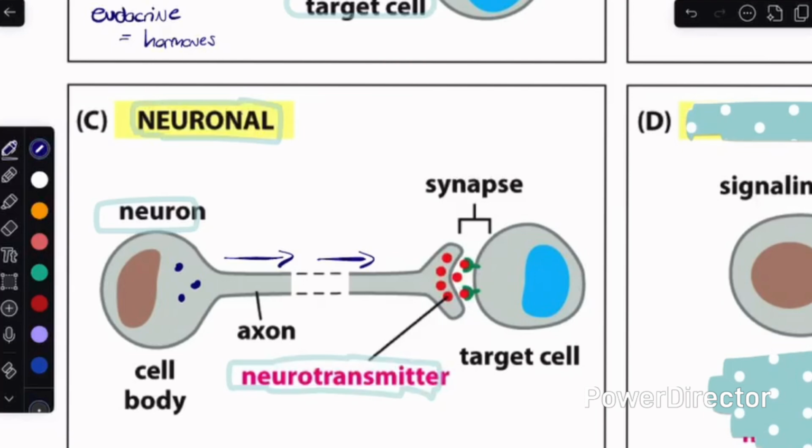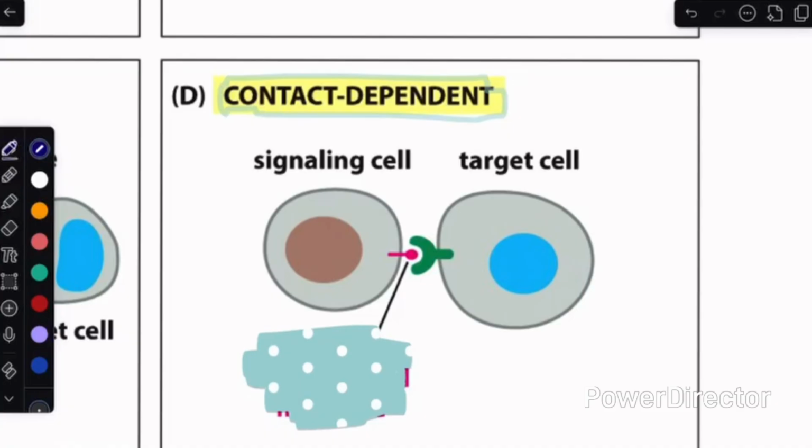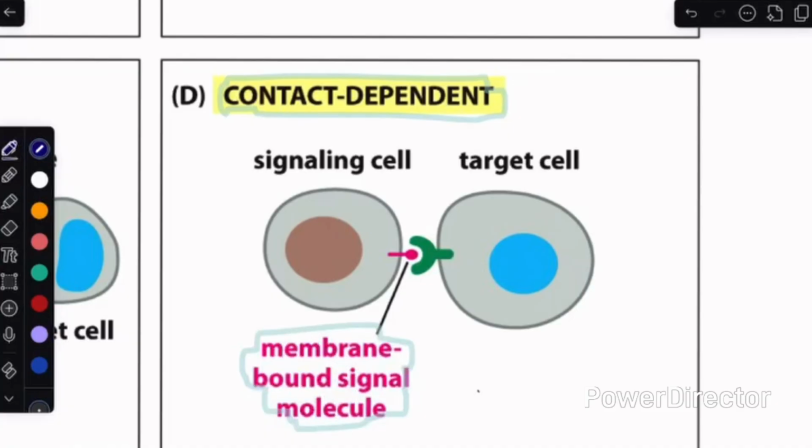Finally, contact-dependent cell signaling requires direct contact for a signal molecule to bind to a receptor on the target cell. And this kind of cell signaling is very important for cell differentiation.